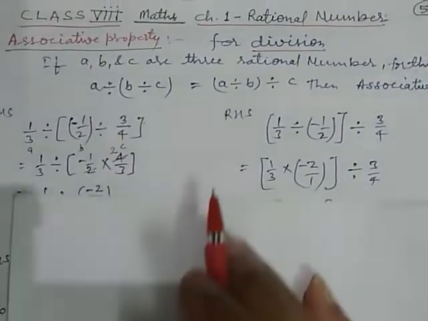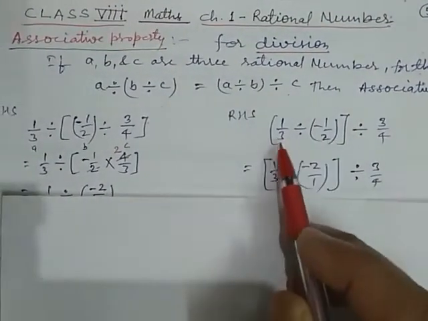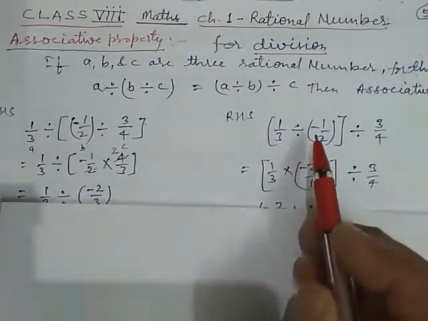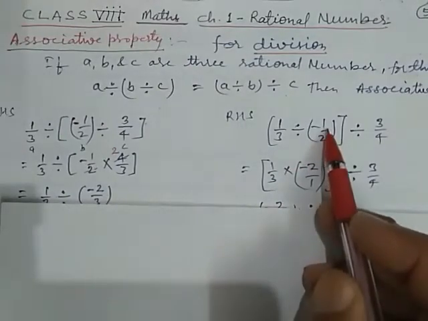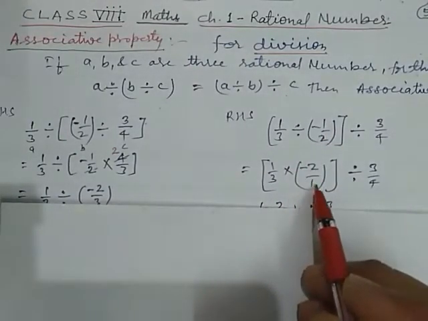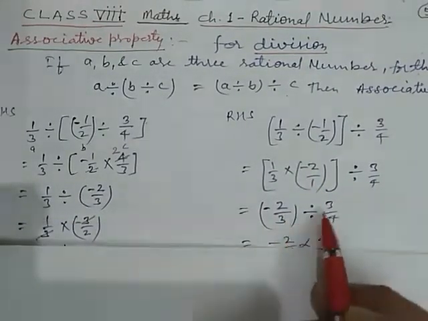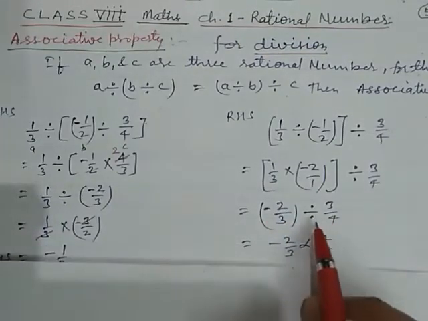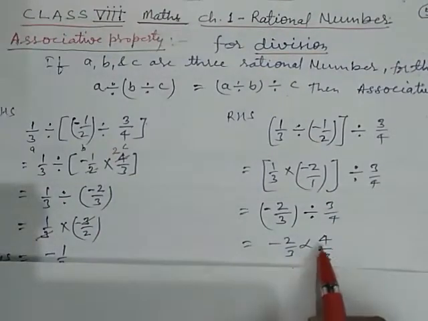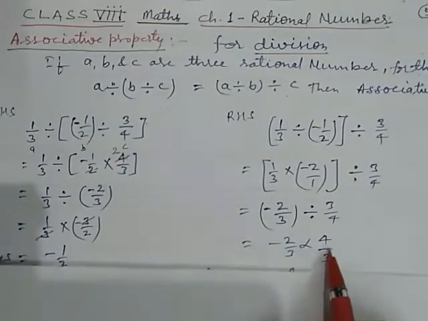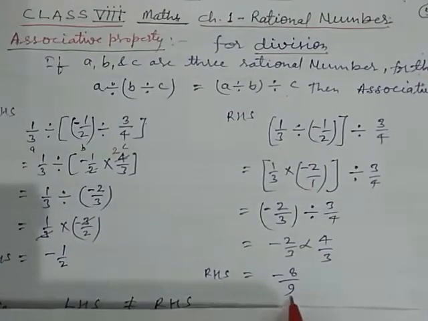Now we calculate the right hand side. Here first we calculate 1 by 3 divided by minus half. So the division sign is converted to multiplication, and we invert this number. So this becomes minus 2 by 1. Minus 2 into 1, minus 2, 3 into 1, 3. Now minus 2 by 3 divided by 3 by 4, so we change this sign and invert the number. This becomes 4 by 3. So now minus 2 into 4, that is minus 8, 3 into 3, 9. So the right hand side value is minus 8 by 9.